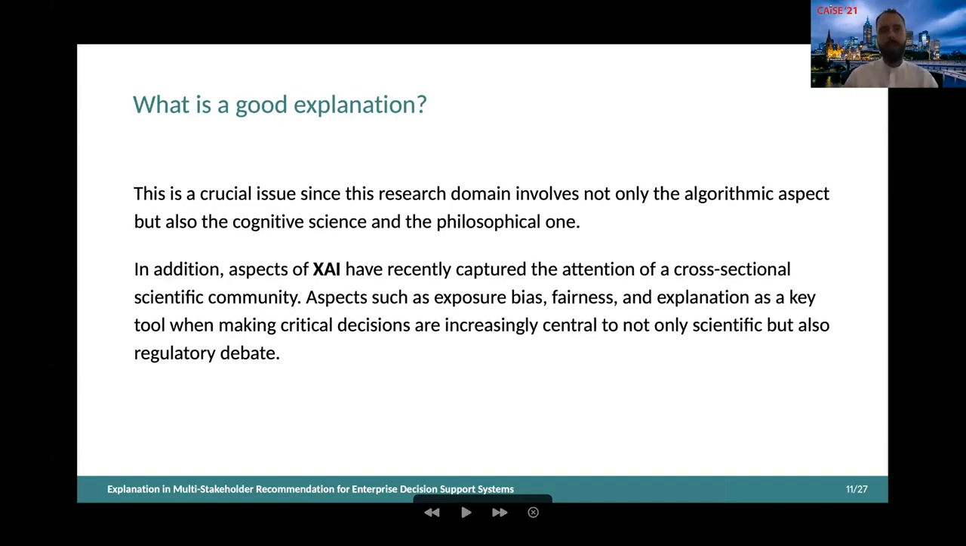But the real question is, what is a good explanation? And this is a crucial issue, since this research involves different domains, not only the algorithmic aspect, but also cognitive science and the philosophical one. In addition, aspects of explainable artificial intelligence have recently captured the attention of a cross-sectional scientific community. Aspects such as exposure bias, fairness, and explanation as a key tool when making critical decisions are increasingly central to not only scientific, but also regulatory aspects.